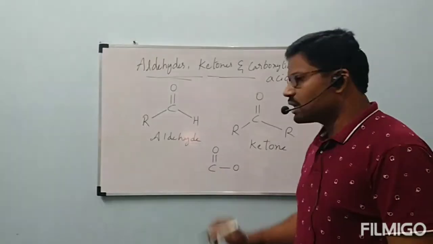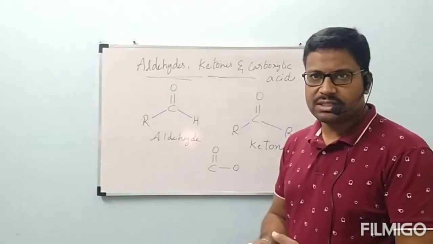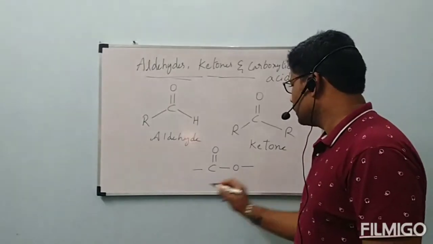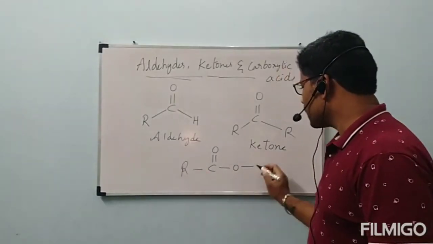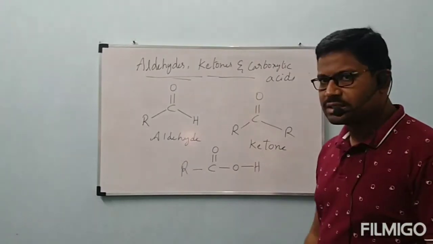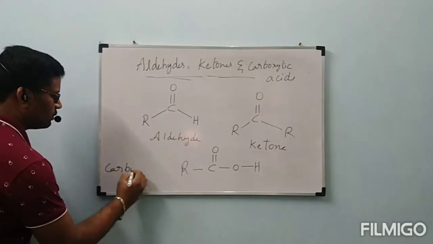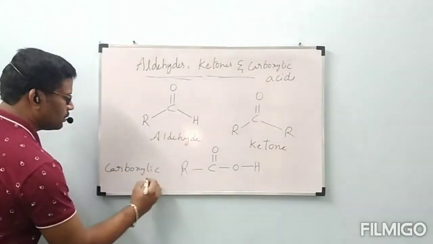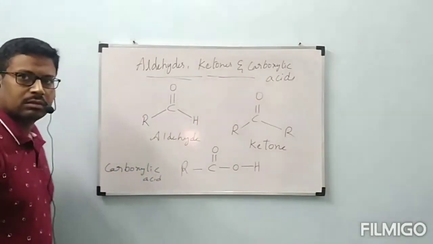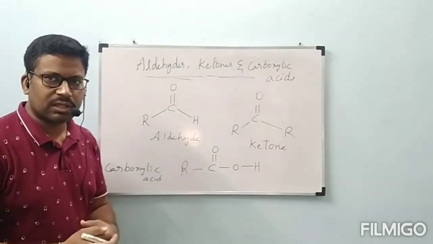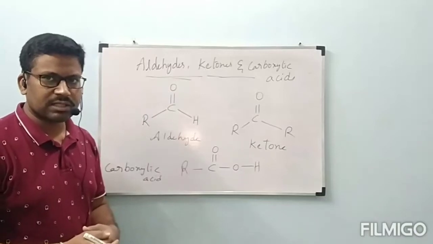Now, what are the carboxylic acid derivatives and what is the general formula of carboxylic acid? We will see. General formula of carboxylic acid is RCOOH. And what about the derivatives of carboxylic acids? We will see now.